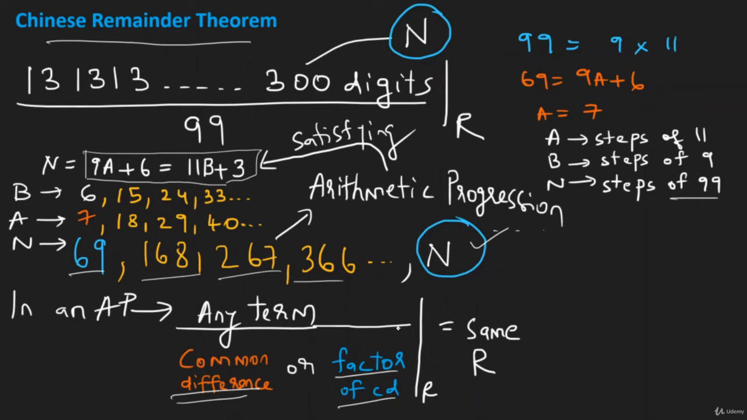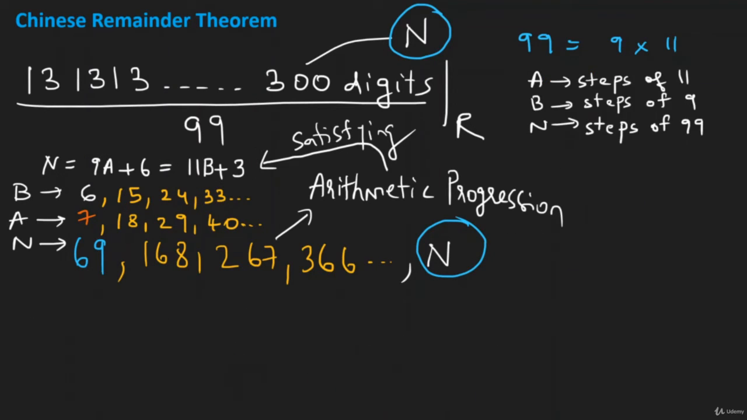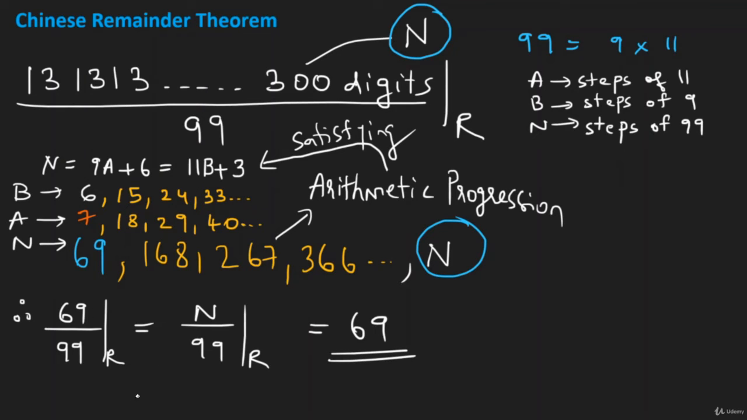So applying this rule, we can see that if you divide 69 with 99 or you divide n, that's this 300 digit number, with 99, your remainder will be the same. Let me write that over here. So 69 by 99 remainder is the same as n by 99 remainder, and we can see that 69 by 99 gives you a remainder of 69 itself, because 69 is 0 into 99 plus 69.